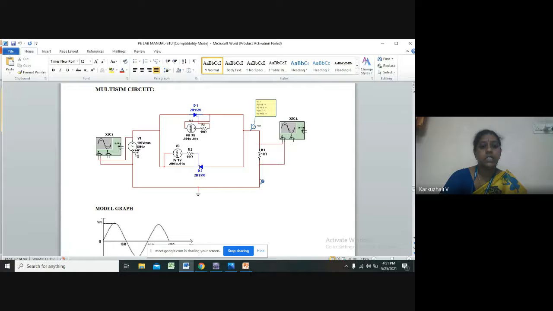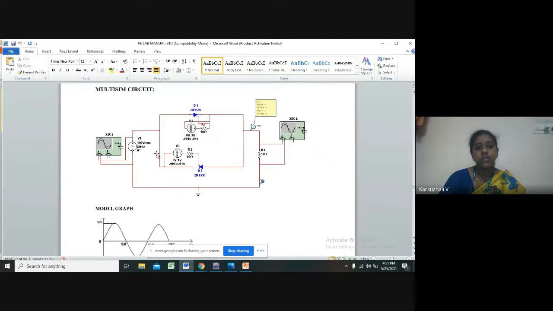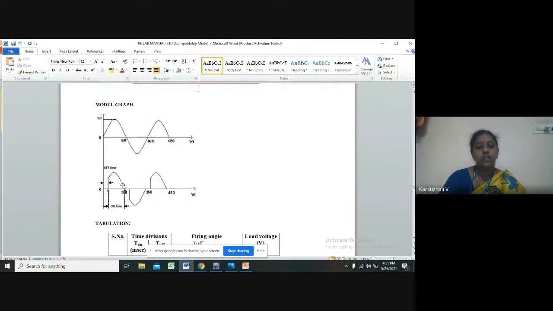So this is the concept behind the AC voltage regulator or AC voltage controller. You can see the AC source with two SCRs connected back to back. This is the model graph. Here you can see an AC waveform, and thyristor T1 triggers during the positive half cycle. This SCR triggers during the negative half cycle, so that you can see the delay in the firing and the delay in the waveform, so that the output voltage changes. So this is a fixed voltage, whereas here the output voltage changes.